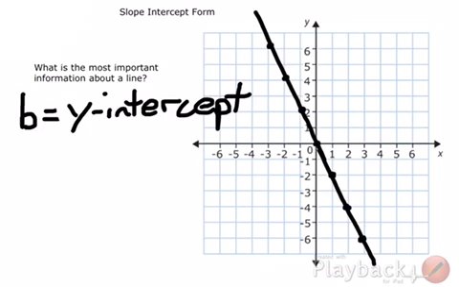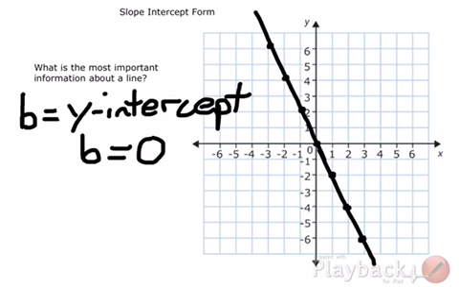So for this situation here, where would this line begin? Where would it start? And that's going to be a value of 0. So the x value for a y-intercept is 0, it crosses the y-axis at 0.